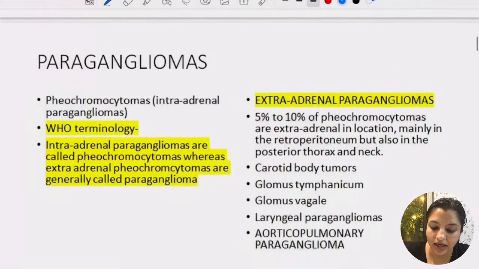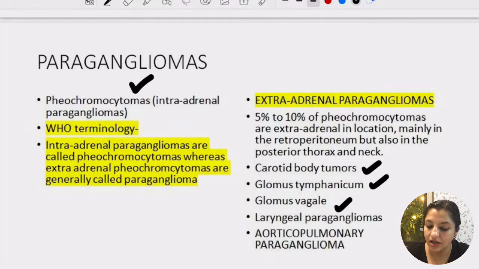Now, coming to the paragangliomas, how do we classify them? Remember always, whenever it is an intra-adrenal, it is also called as pheochromocytoma. And whenever it is extra-adrenal, it is a paraganglioma. So depending upon the location, it can be a carotid body tumor, it can be glomus tympanicum, glomus vagale, it can be aortopulmonary or laryngeal.